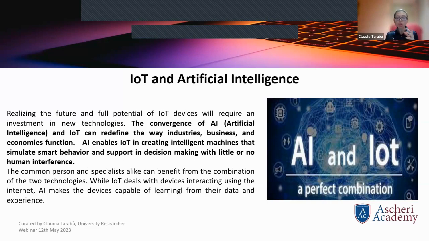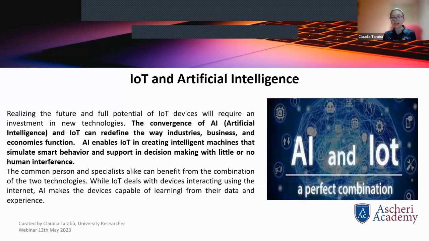economies function. So AI enables IoT in creating intelligent machines that, as we have already seen in our previous session, simulate smart behavior, simulate human reasoning, human behavior, and also it supports the process of decision making with little or no human interference. So the common person, but also specialists, experts, professionals alike can benefit from the combination of these two technologies.